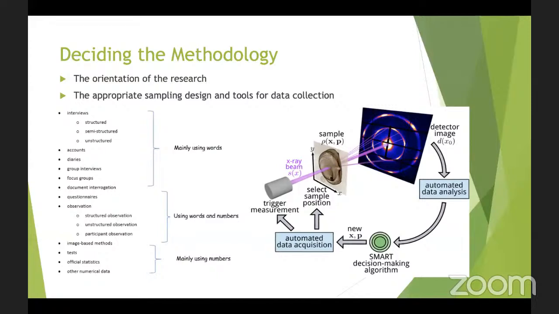Now, deciding the appropriate sampling design is the second aspect, which involves deciding the population to whom you will ask questions in case of a social research problem, or collect data from.